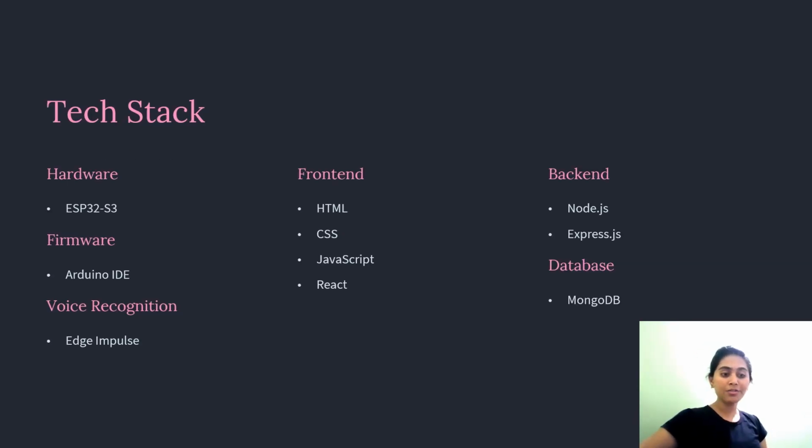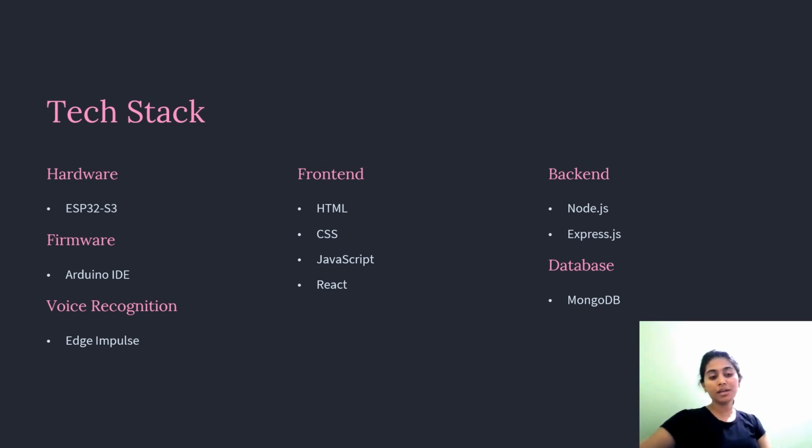Coming to the tech stack, for the hardware, we'll be using ESP32S3 as you've seen before in the previous slides. And for the firmware, we're using the Arduino IDE, where all the program that is essential for ESP32's working would be written. And we are also using Edge Impulse for the voice recognition. This is where we give all our data and train accordingly.